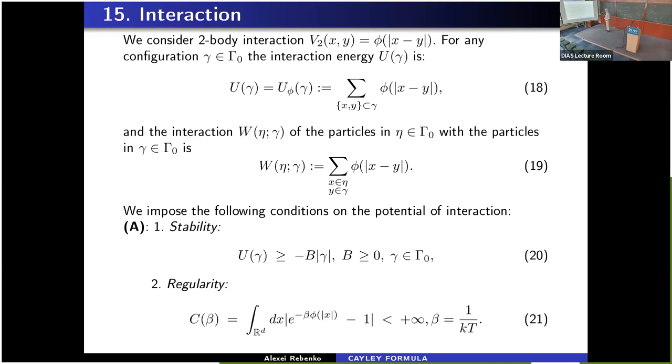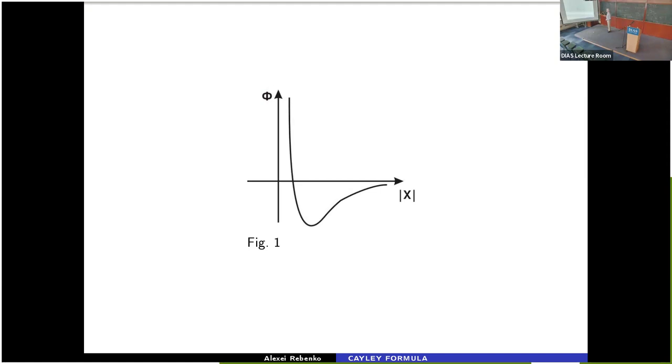This is the Lennard-Jones potential, for example, very popular in molecular physics, because it has a region of repulsion when the particles are close together, and a region of attraction. So it is this kind of particle interaction that you can consider.